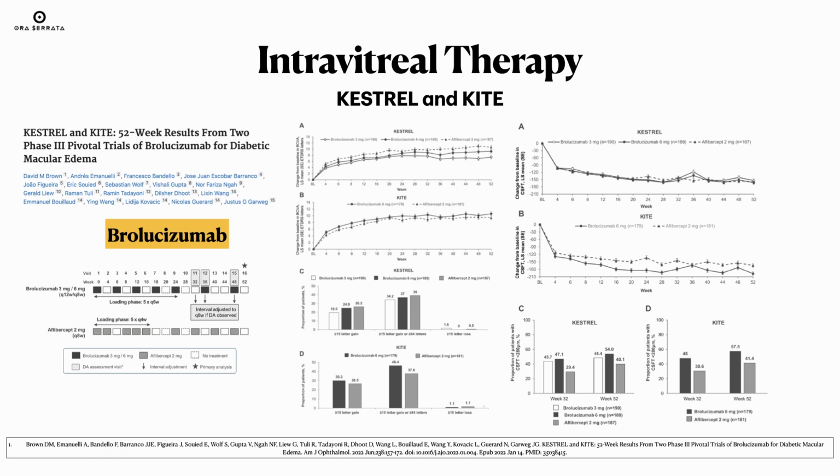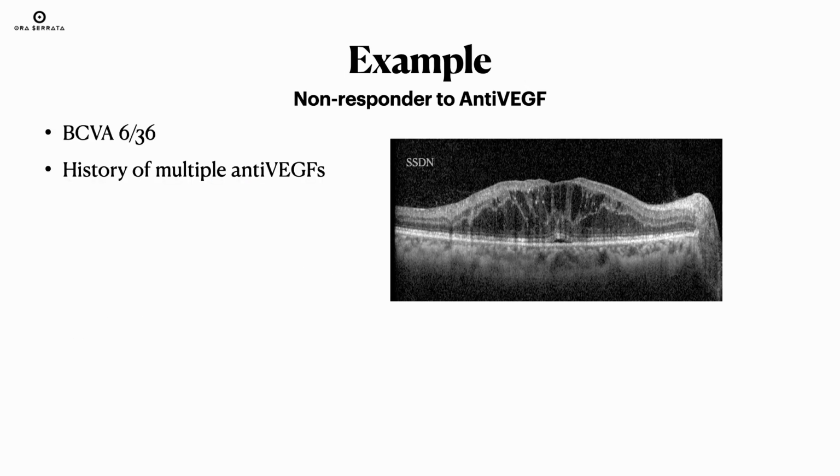So let us take another example. In this case, we have a center involving diabetic macular edema, and the BCVA in this patient is 6/36, and the patient has a history of multiple anti-VEGF injections. Basically, this patient is a non-responder to anti-VEGF injections. So what should we do in such cases?